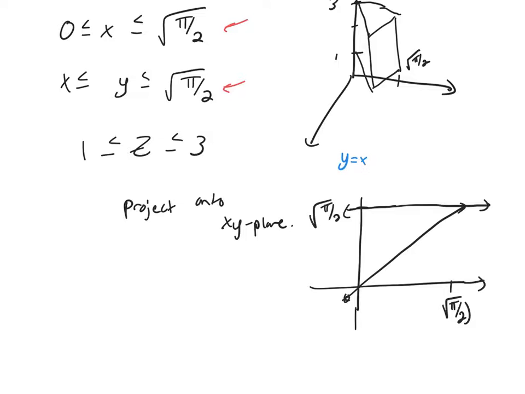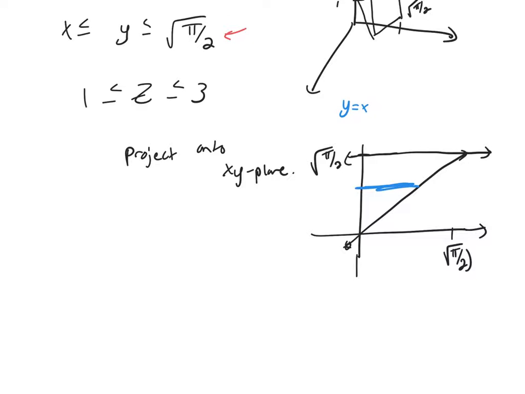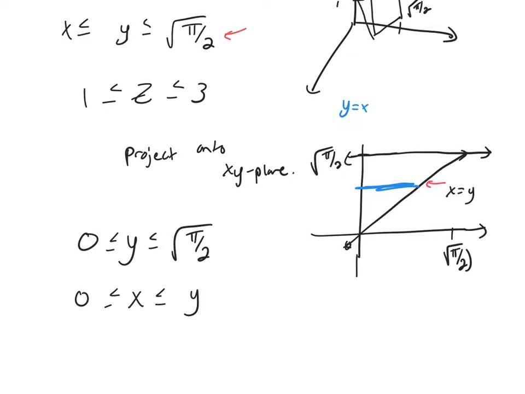And so what we're going to do is describe this in a different way, in the other way. So we're going to have first bounds on y that are fixed numbers. So y is between 0 and square root of pi over 2. Now x is bounded by y on the upper bound, and then x equals 0. So this one corresponds to x equals y, and this one corresponds to x equals 0.